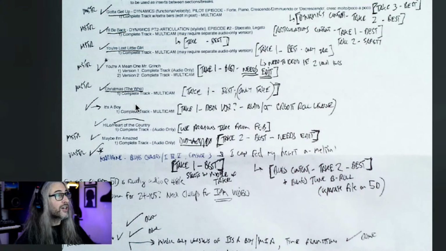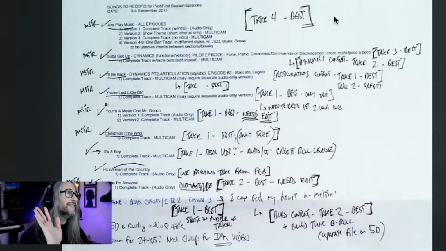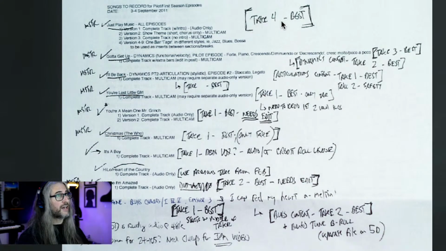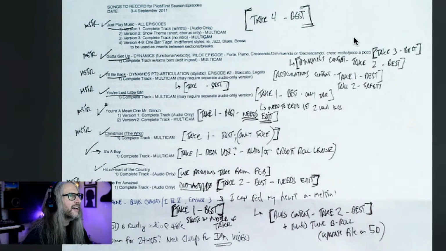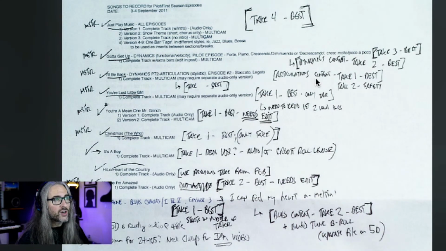So look at these best takes. Just take a note here. So okay, the theme song was take 4. Gotta Get Up, that was take 3. With that best, labeling it best, I stole that right from the Beatles recording sessions book. Whenever they would have their best take, they'd always label it best. So articulations, the episode content, take 1, best. Take 2 was a safety.